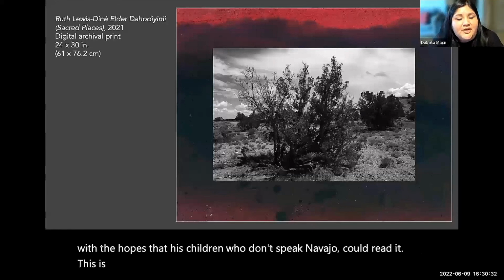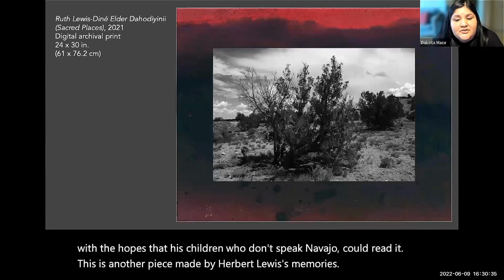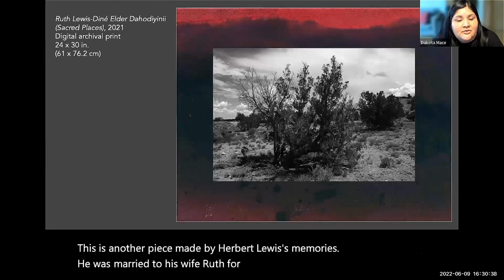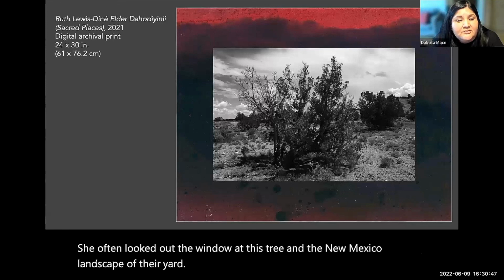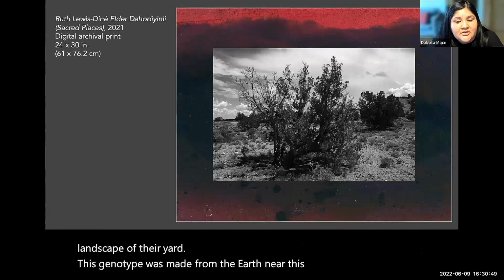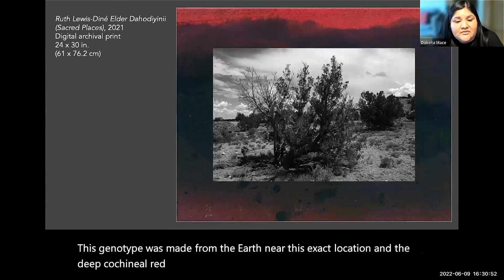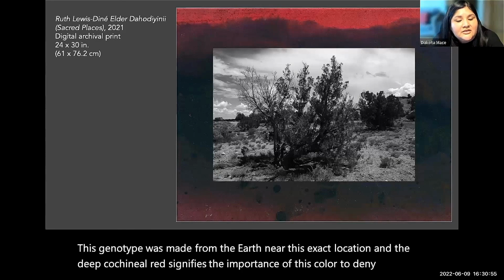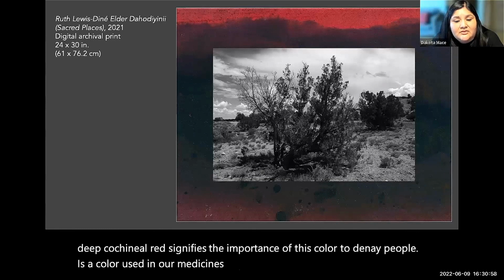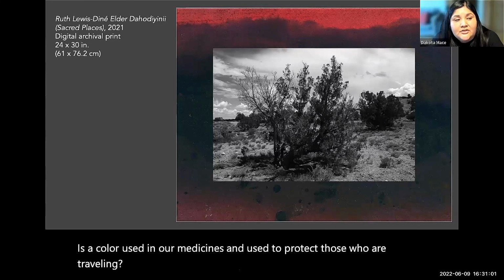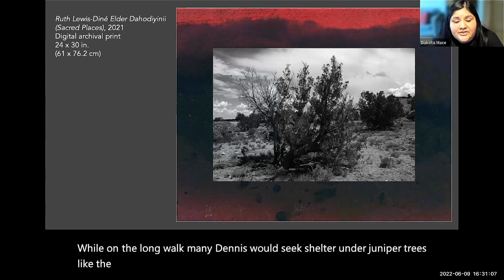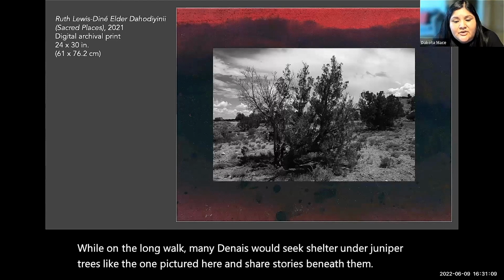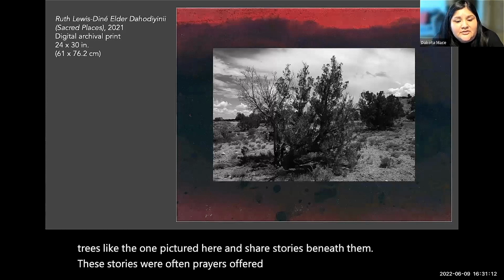This is another piece made by Herbert Lewis's memories. He was married to his wife, Ruth, for 59 years before her death in 2018. She often looked out the window at this tree in the New Mexico landscape of their yard. The cyanotype was made from the earth near this exact location, and the deep cochineal red signifies the importance of this color to Diné people. It is a color used in our medicines and used to protect those who are traveling. While on the long walk, many Diné would seek shelter under juniper trees like the one pictured here and share stories beneath them. These stories were often prayers offered to lives lost.